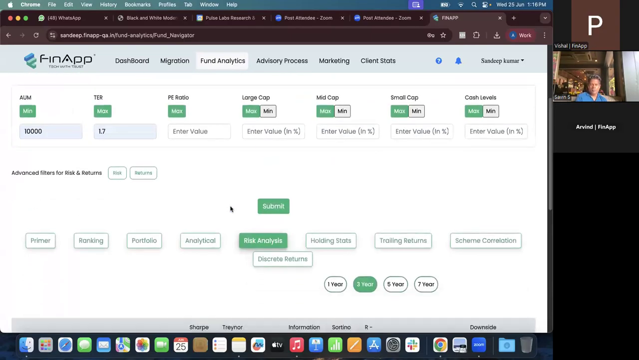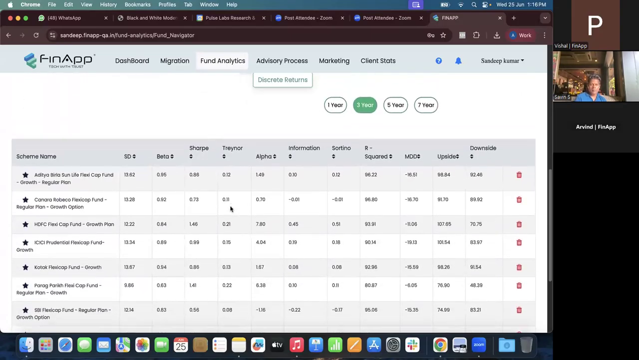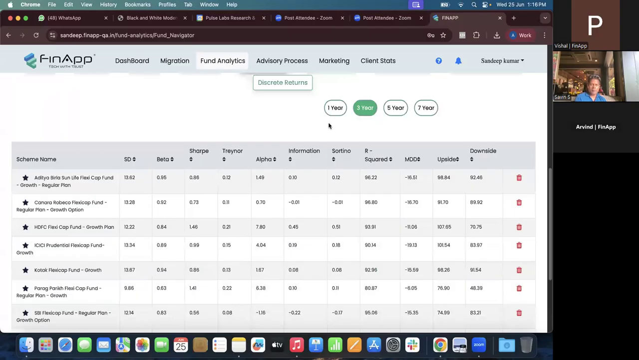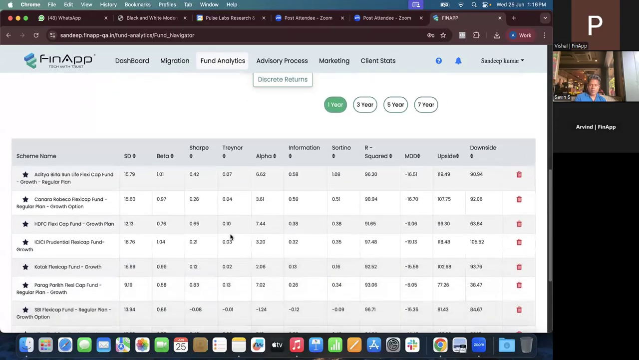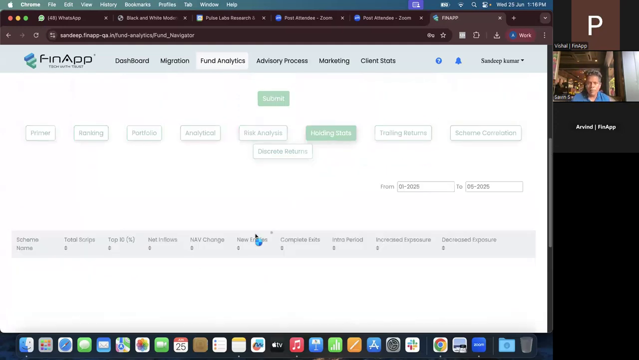Risk analysis. This is something which you will not find very easily, or it is not very nicely put up in most of the platforms. Here we have got 11 different ratios for you to understand and use if somebody wants to, based on data. Then we've got holding status.